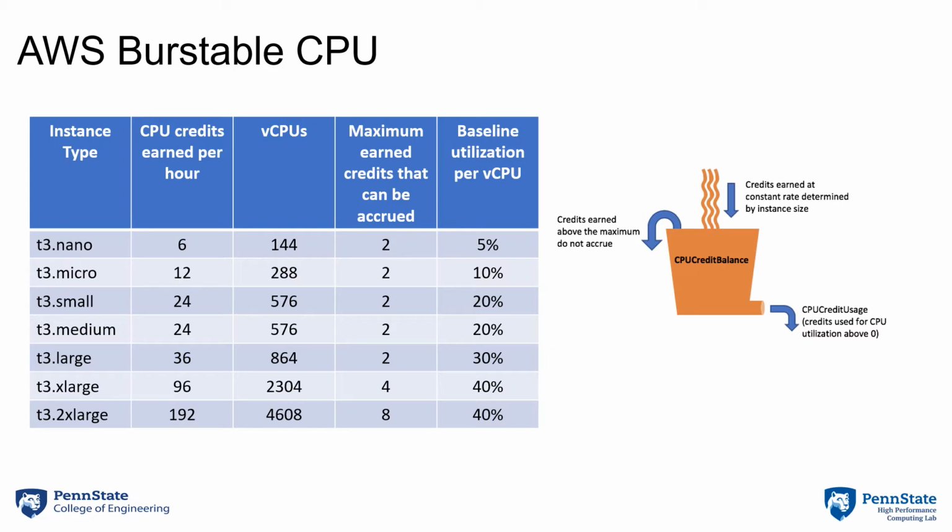Whenever the tenants do not use their CPU, let's say they use less than the baseline service rate, tokens get accumulated in this bucket. These tokens can later be used to burst above this baseline service rate up to 100%.